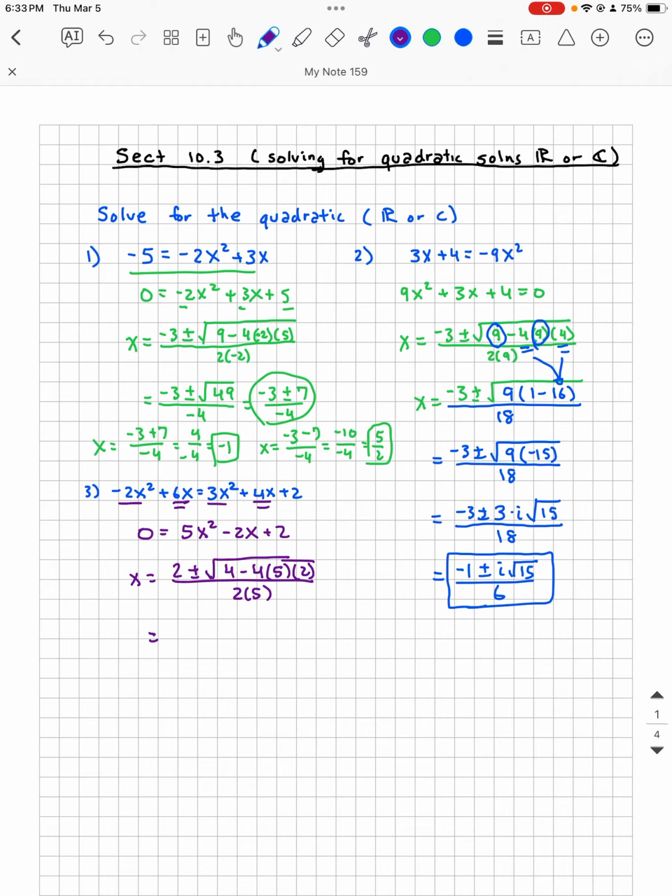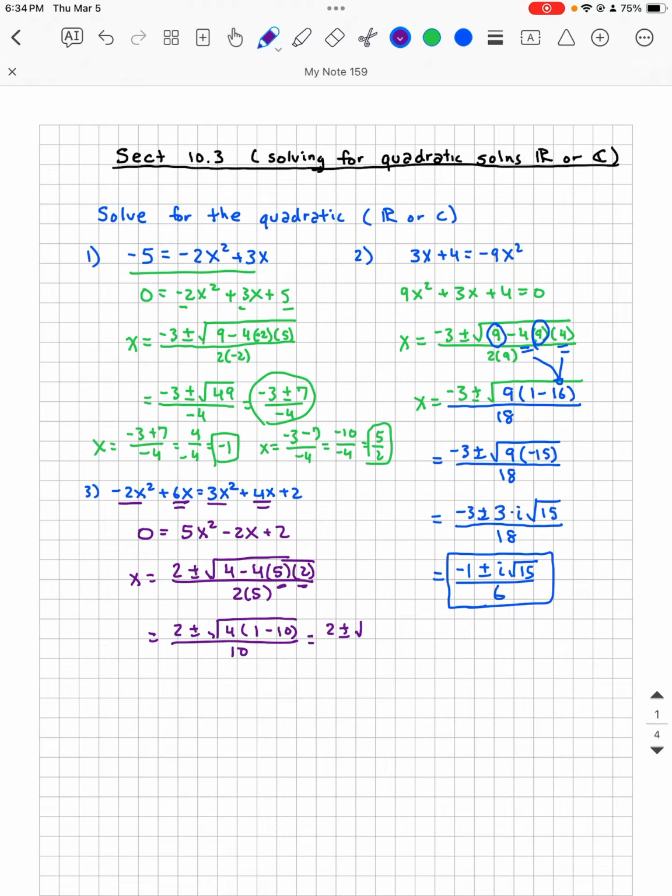From what I'm seeing, that does come out to be negative, so that means we're going to have an imaginary part as well. So 2 plus or minus the square root of, they all have 4 in common. I'm going to factor that out. The first term, factor out 4, you have 1 minus 4 factored out from the second term. That leaves us with 5 times 2, which is going to be 10, all divided by 10 on the bottom. So once again, that's where your imaginary part comes in.